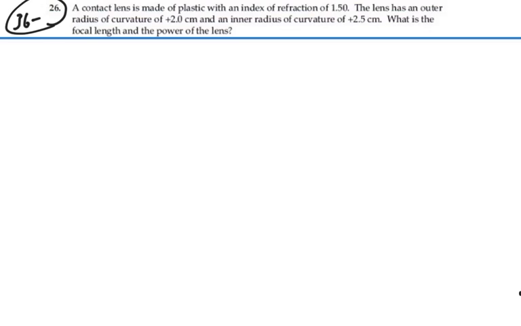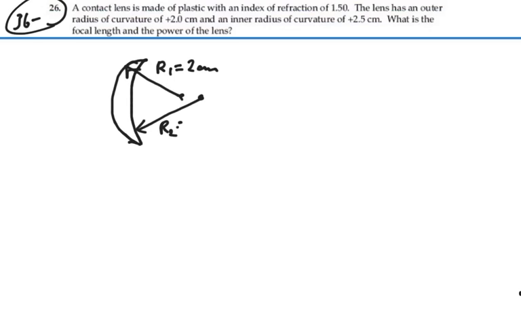Alright, so let's imagine we can construct this lens. The first radius of curvature is 2 centimeters. Let's call it R1. And the second radius of curvature is a little bit less abrupt, and that one is 2.5 centimeters. Let's call it R2. We might have light converging from the left, so that's our light direction, and it's going to encounter this lens. This lens is going to focus.